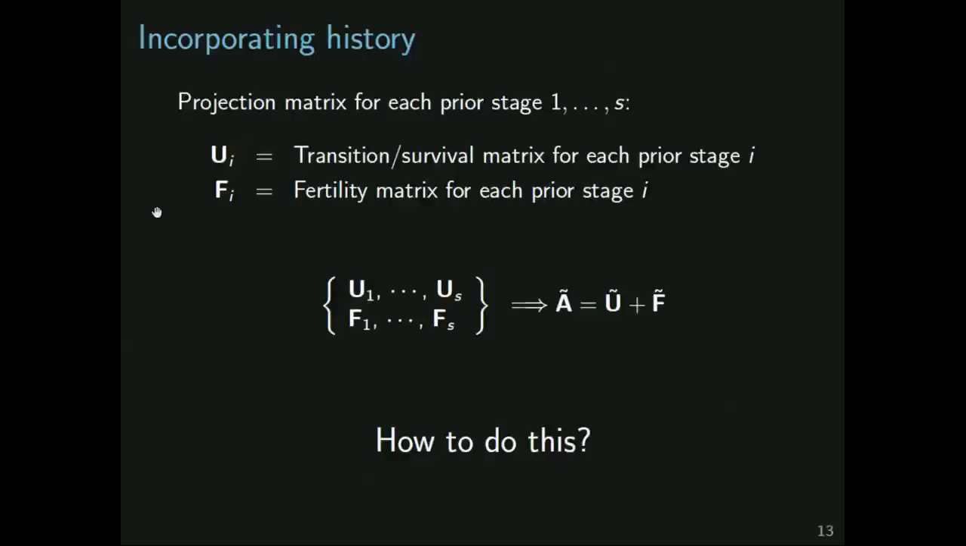What's the aim? We start with longitudinal data, a time series of data. And then rather than just having one transition matrix U and one fertility matrix F, we get a transition matrix U for every prior stage, a prior condition dependent transition matrix, and the same for the fertility matrices. So if we have S prior stages, we get S fertility matrices and S transition matrices. And then the aim of this project was to figure out how we combine all of these into one population projection matrix, A tilde, that will project our full population state vector.